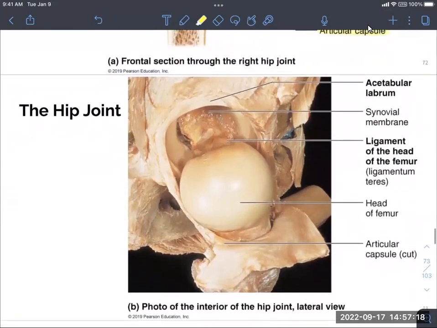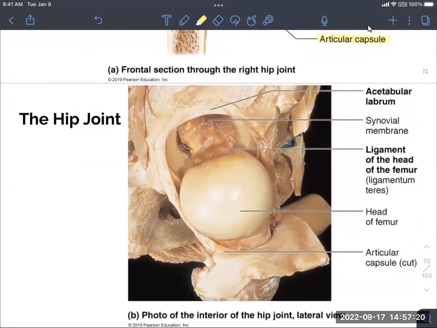So here's another view. This isn't a cadaver. So you can see that synovial membrane, that acetabular labrum. You even get to see the ligament of the head of the femur in this view. It's a pretty good cut. You even see that articular capsule that helps hold everything together.